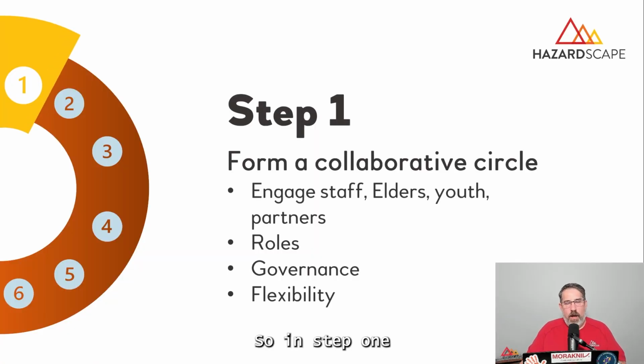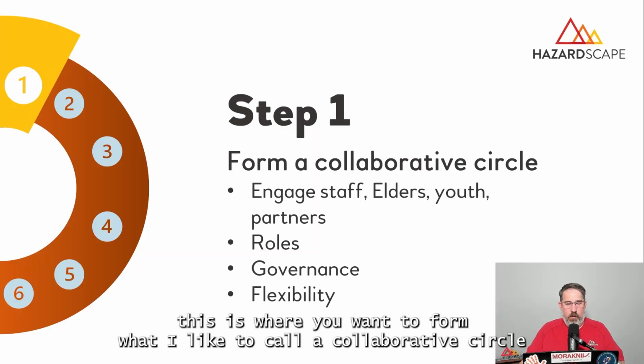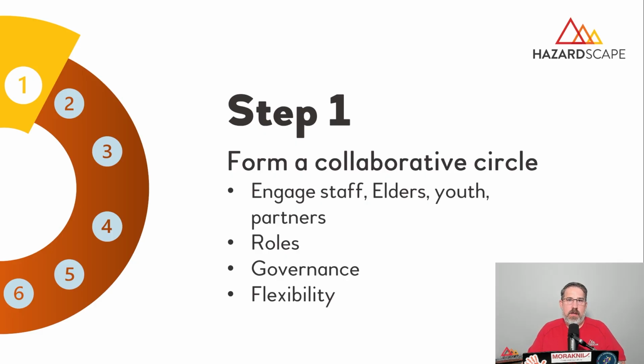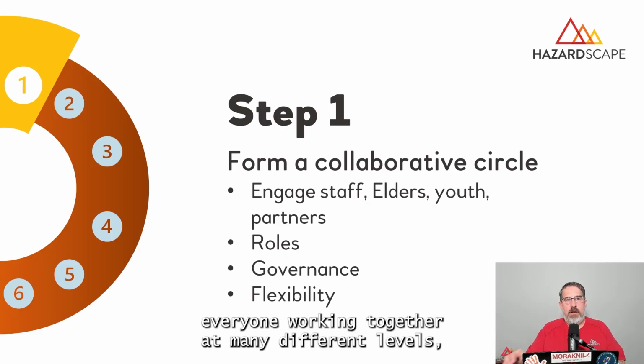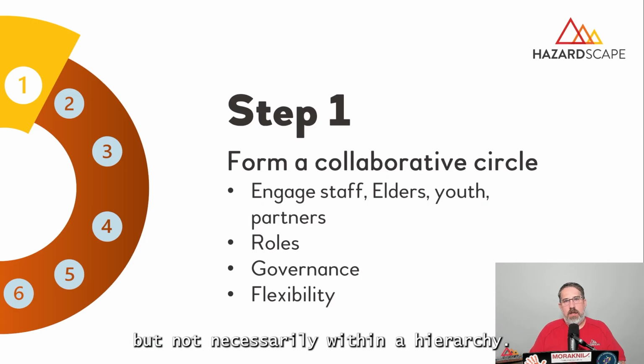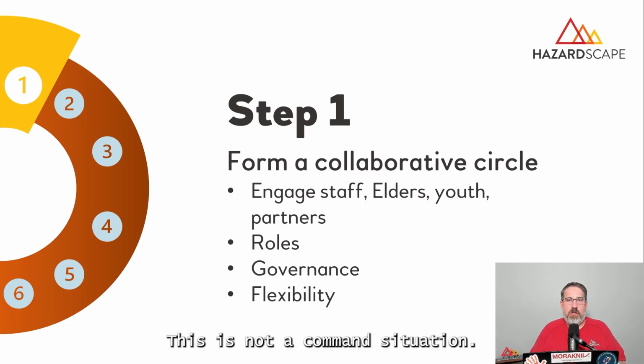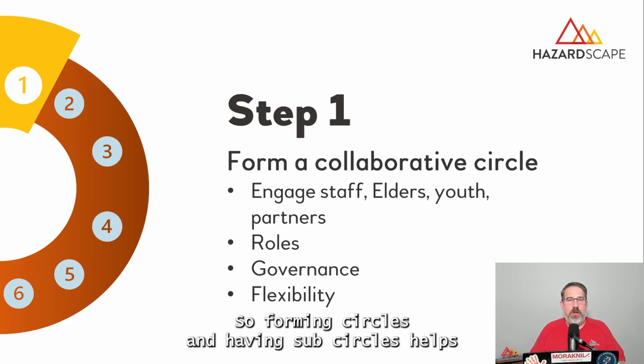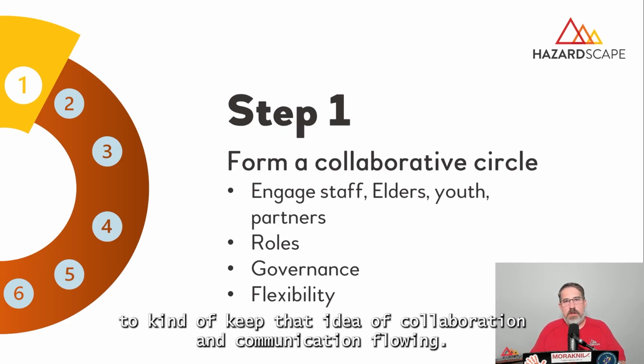So in step 1, this is where you want to form what I like to call a collaborative circle as opposed to a team, because holistic planning requires everyone working together at many different levels, but not necessarily within a hierarchy. We're not in a disaster response. This is not a command situation. We need to be in a collaborative situation. So forming circles and having sub-circles helps to keep that idea of collaboration and communication flowing.